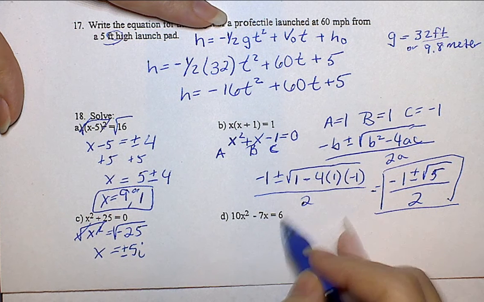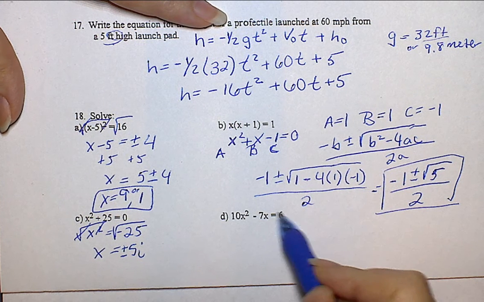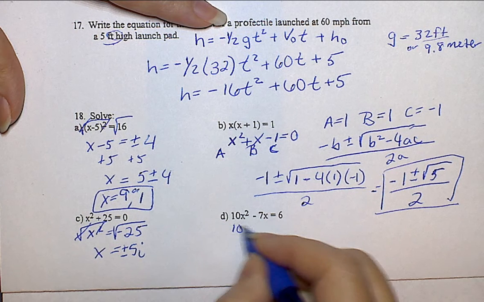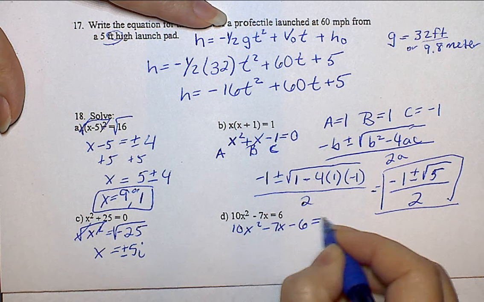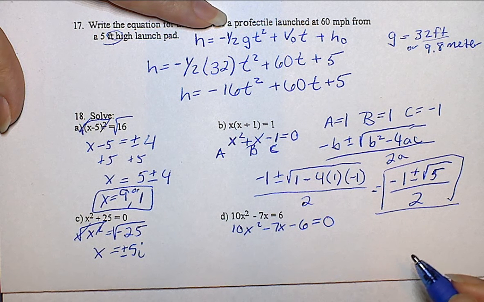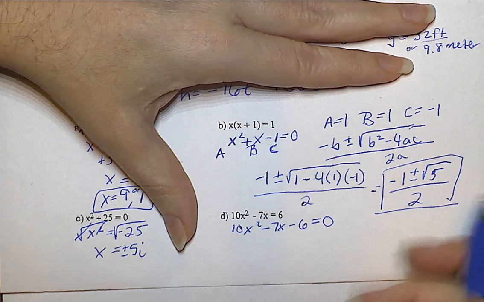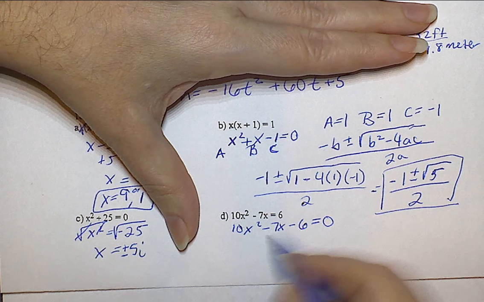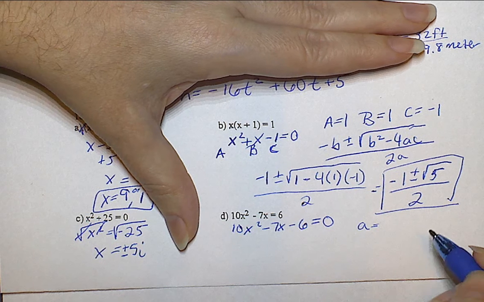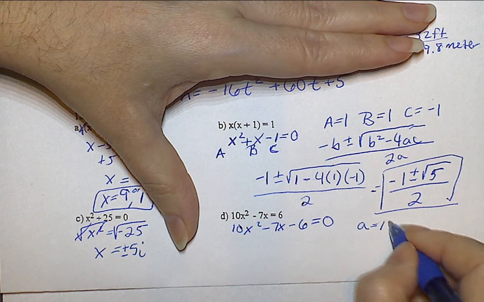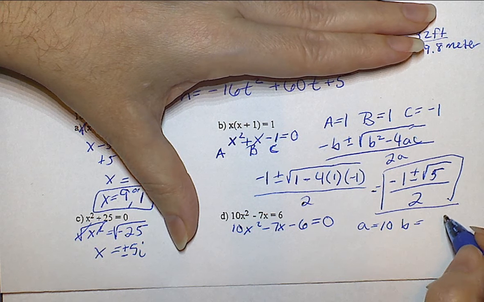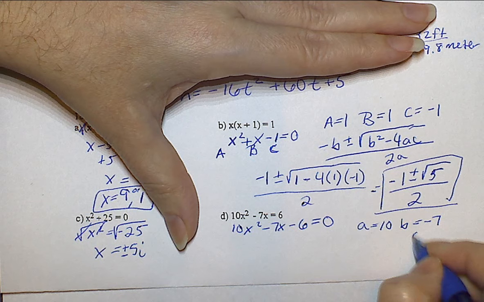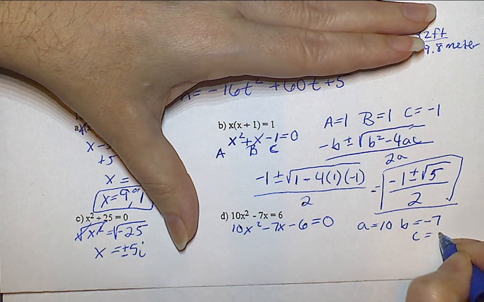Alright, we're going to bring 6 over to the other side, so I have 10x squared minus 7x minus 6 is equal to 0. Alright, now what do I got to do? The quadratic formula. So now I have A, what does A equal? 10. Very good. B equals negative 7. And C equals negative 6.